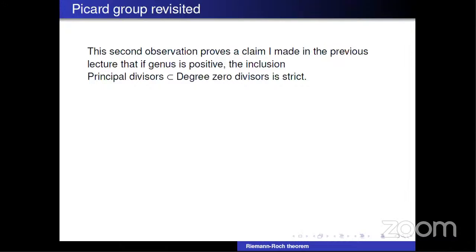The second observation proves a claim I made in the previous lecture that if genus is positive, the inclusion of principal divisors inside degree 0 divisors is strict. So P minus Q is a degree 0 divisor, but it is not principal when the genus is positive.